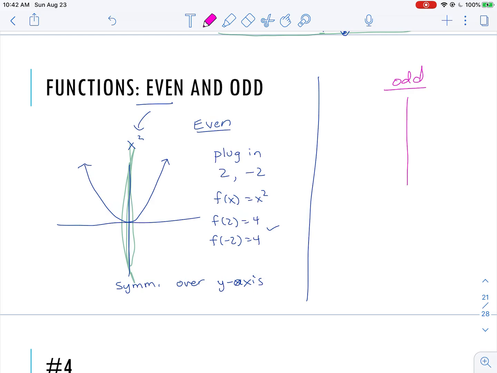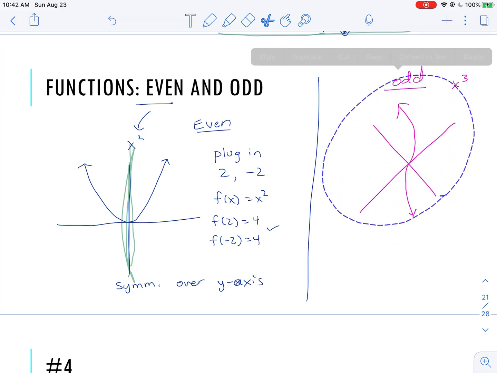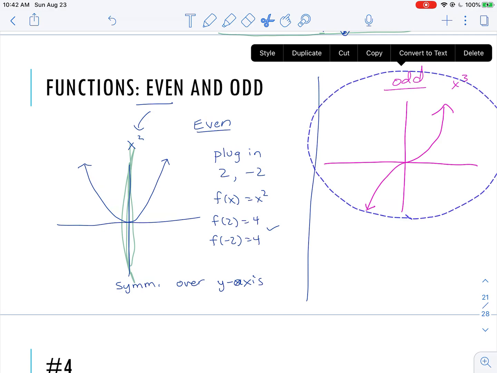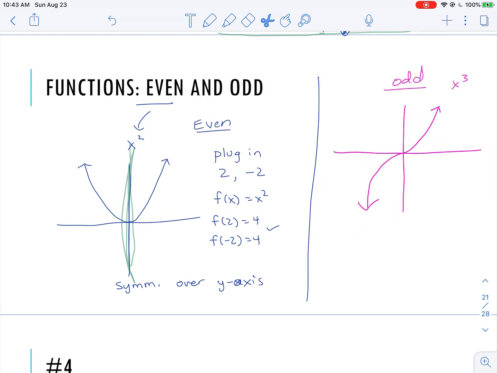If we're talking about odd functions, the easiest odd function that I remember is the cubic function, x cubed. The way you can think about odd functions is, if you take an odd function and rotate it 180 degrees, it looks the exact same. Notice if I took the cubic function and turned it on its head, it still looks the exact same as the original function. So a 180 degree rotation over the origin looks the exact same. That's 180 degree rotation symmetry, or it's symmetric over the origin.